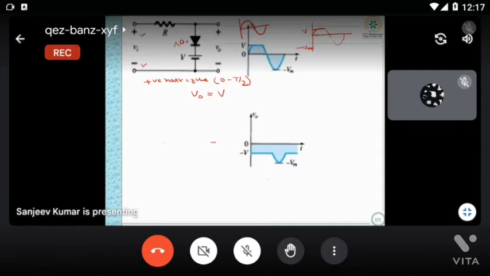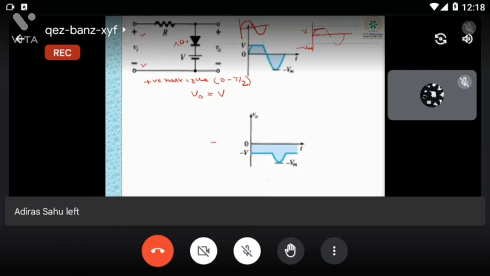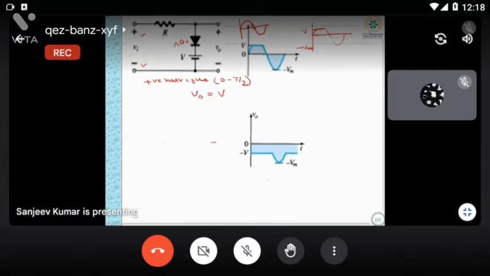Now, can you design the circuit to achieve this type of waveform? Anyone? Am I audible? Tell me what type of circuit you can use. It is simple. If you understood the earlier one, it will be easier.